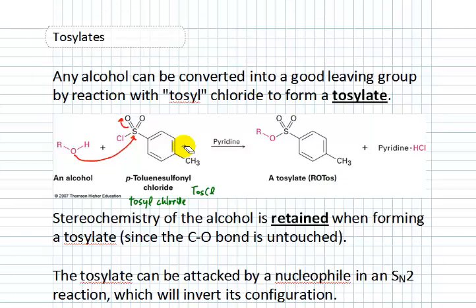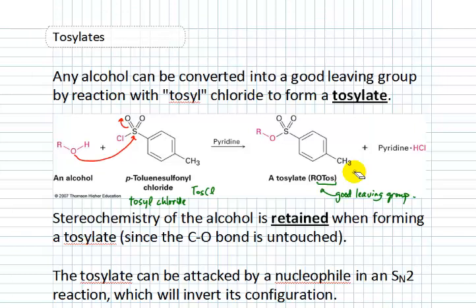This OTos part now is a good leaving group. So it's essentially a tosylate, right? An O with the Tos on it is essentially just like a halide or something like that. That's an excellent leaving group. The carbon attached to it is electrophilic. The whole OTos group will be kicked out then.